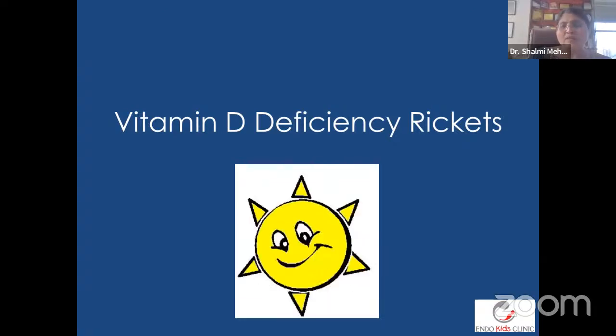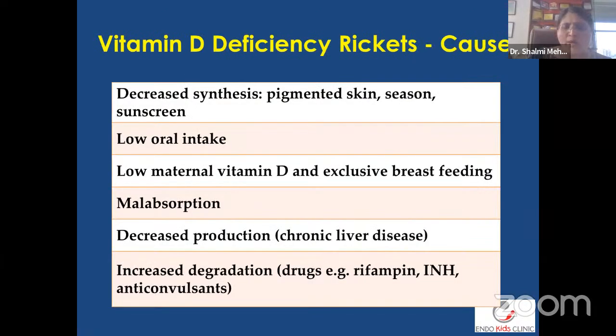The most important thing is how to manage these. We all know what the different causes are. I think the first and most important cause is decreased synthesis. We as dark-skinned people have a lot of melanin, so we are going to reflect away the UVB light. Usually we have a cloud cover or we'll be wearing full sleeve clothes. We don't have a routine plan to supplement our kids with vitamin D.